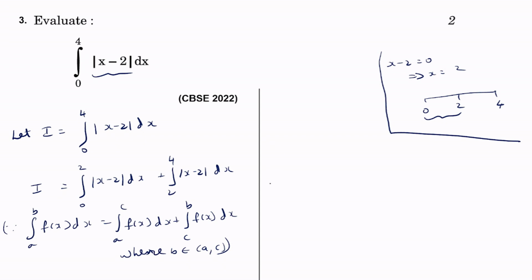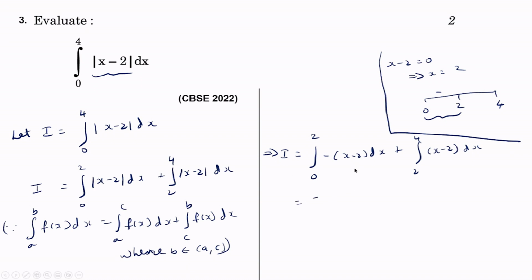This is in the rough. So this implies I is equal to, in the interval 0 to 2, we have x minus 2 negative. So it is integral 0 to 2 minus of x minus 2 dx. Then in the interval 2 to 4, this is positive. Integral 2 to 4 x minus 2 dx. We cannot directly integrate a modulus function, so we have to remove the modulus sign by dividing the entire interval into the intervals where it is positive and negative. Accordingly, we have to write the functions.